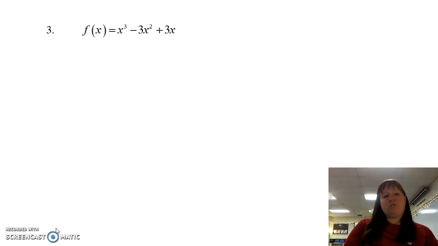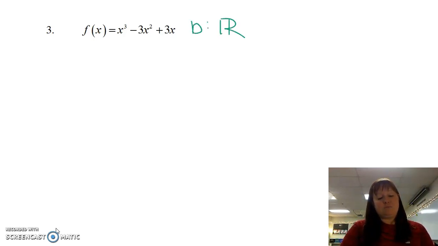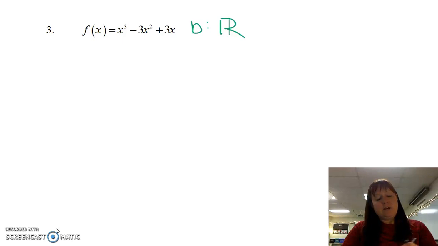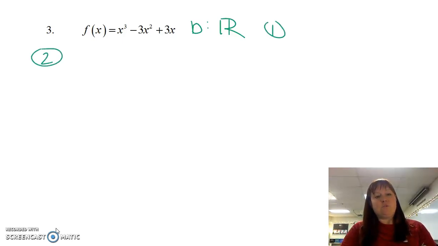Are there any domain restrictions? No, it's a polynomial. So polynomials don't have domain restrictions, right? Their domain is all real numbers. So our domain is all real numbers. So we don't need to look at any domain restrictions. So the next thing we need to do, our next step, that's step number 1. Step number 2 is that we look at the derivative.